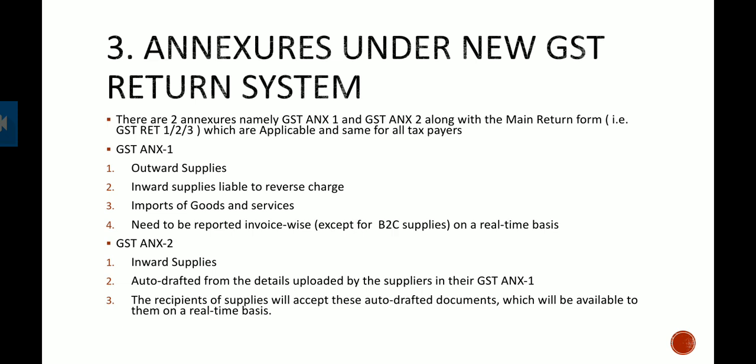Now the recipient has to go there, that is, he has to go to GST ANX 2 and take action. Either he can accept if it is related to him, or if it is not related to him, he can reject it there itself. Once he accepts the invoice reflecting in his GST ANX 2, immediately the input tax credit related to that invoice will go to GST RET 1, that is, the main return.